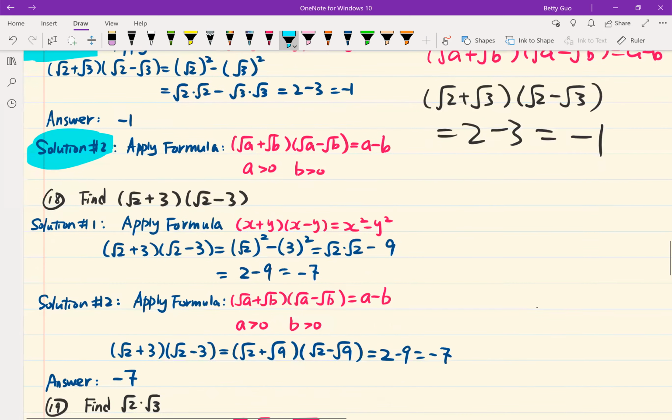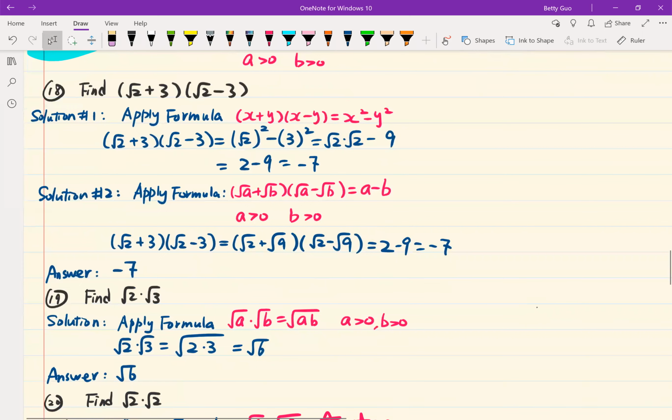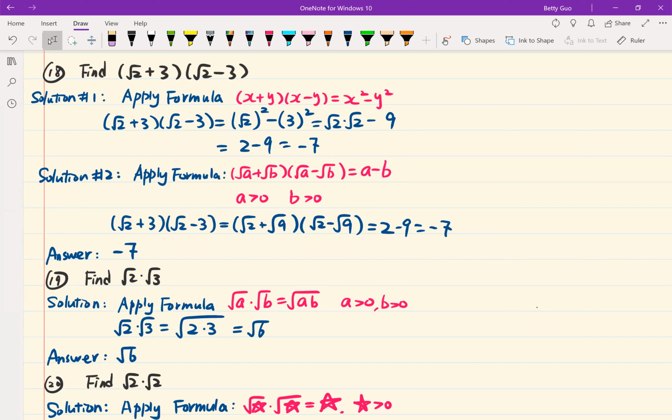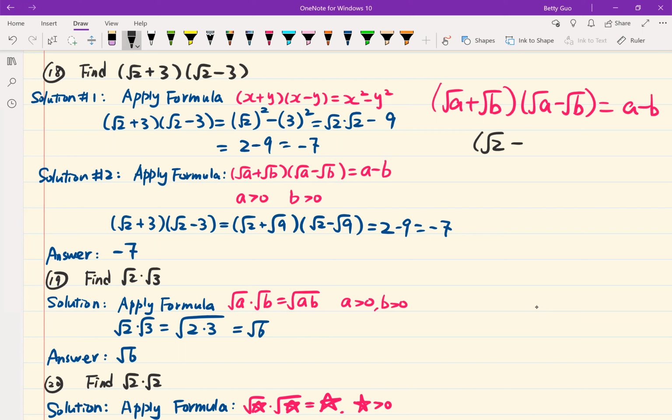Number 18. I also give you two different solutions. I'm going to use the second solution. The formula I'm going to apply is (square root of a plus square root of b) times (square root of a minus square root of b) equals a minus b. The expression we are going to simplify is (square root of 2 plus 3) times (square root of 2 minus 3).